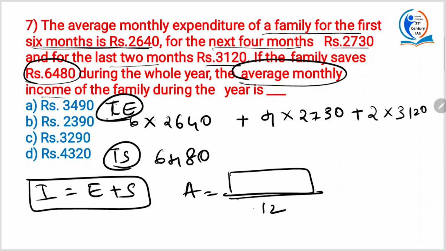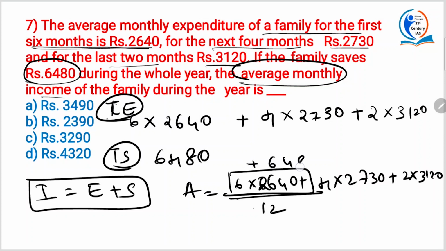Now what is the total sum? It is 6 into 2640 plus 4 into 2730 plus 2 into 3120 plus 6480. Okay. Why didn't I do the multiplication and add? So that we can simplify it by cancelling with whatever table it goes, when you're writing it in numerator and denominator form. Alright.